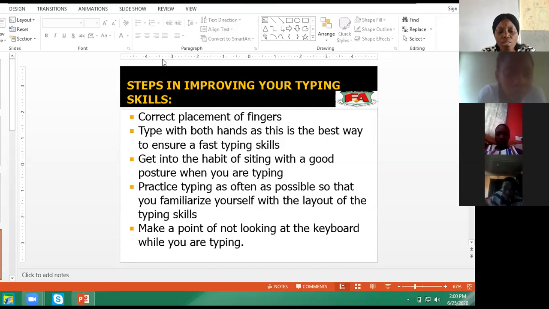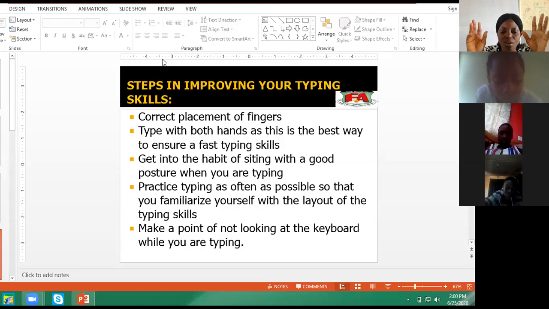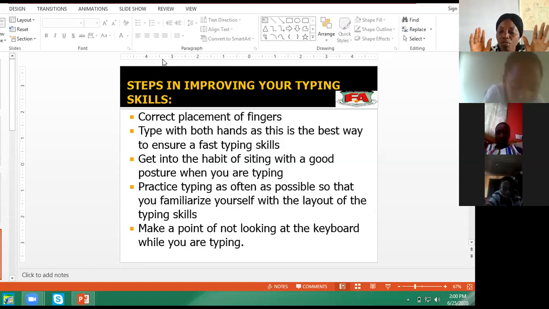They are on the horizontal row on your keyboard. If you check it now, you see it there. They are called the home row keys. So you have to place your fingers on these keys. You are going to use each of these fingers. Each finger is assigned to a key. That's what we are saying there, the correct placement of your fingers.